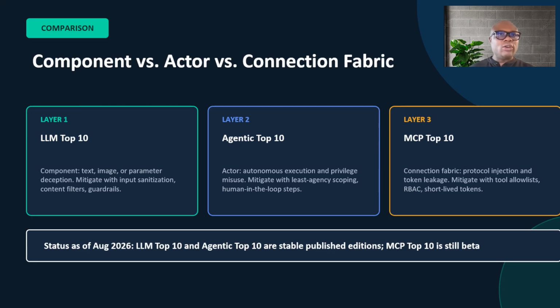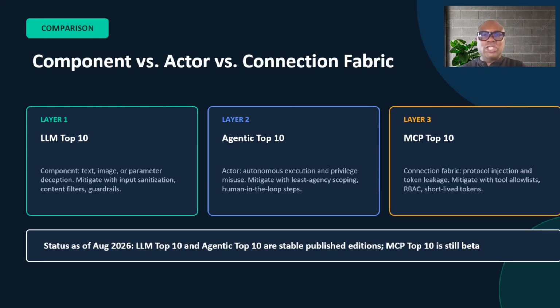Now let's look at the component: text, image, or parameter deception, mitigated with input sanitization, content filtering, and guardrails. If you look at this risk factor, that is the LLM Top 10. The component is text, the image, or everything that it generates or that is used as an input. So what you do is make sure that you do input sanitization, content filtering, and guardrails, because text is very important to the LLM, since it's text in, text out.